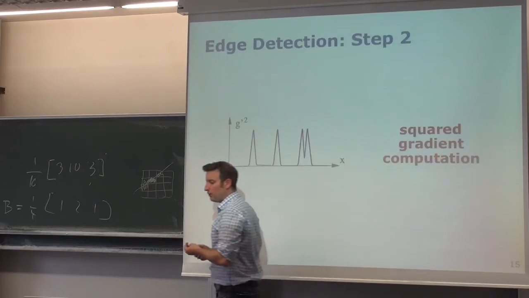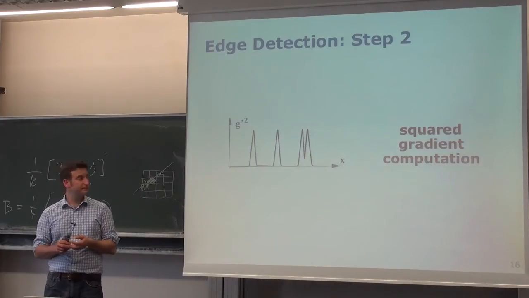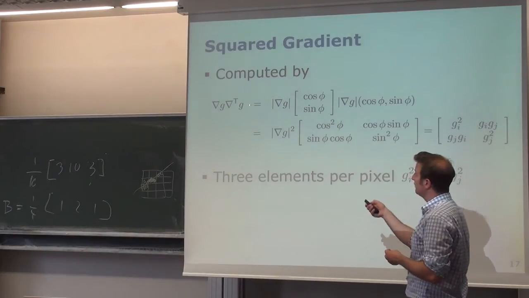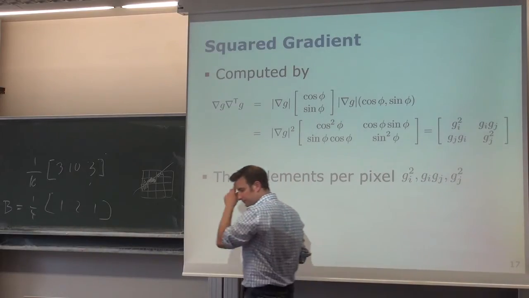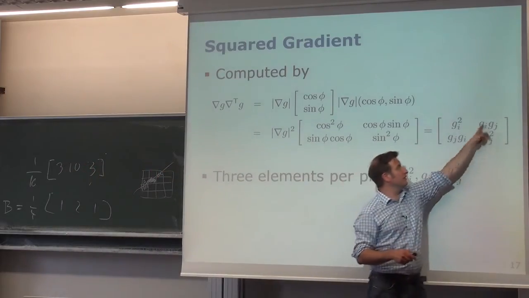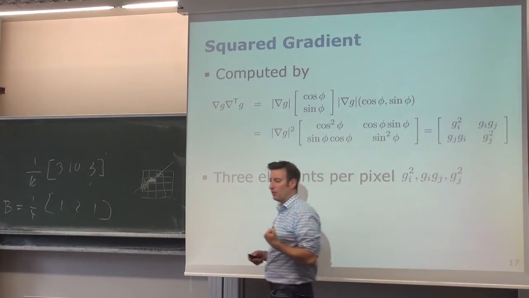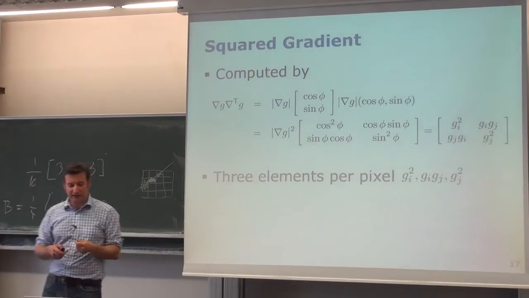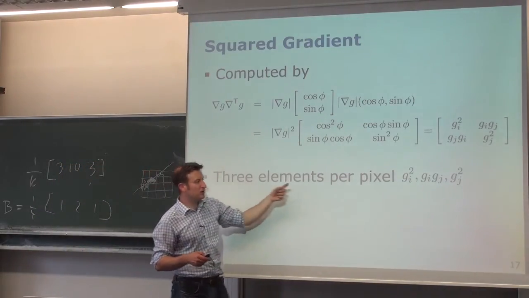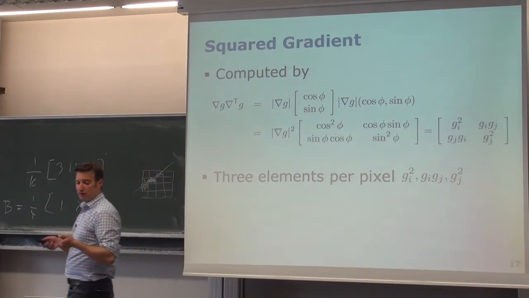So now, the next step, step number two, is to compute the squared gradient. You can say, okay, simply take my gradient times my gradient transposed. What I then get is this product over here. We have the squared gradient in x, in y, and in x times y. So we now have three elements per pixel. From this one input image, for every pixel, we have three outputs. And we have our squared gradient.